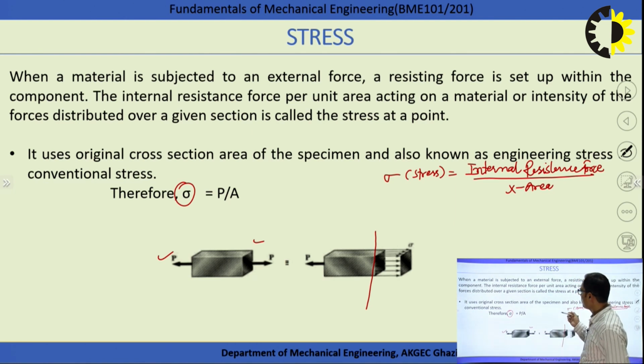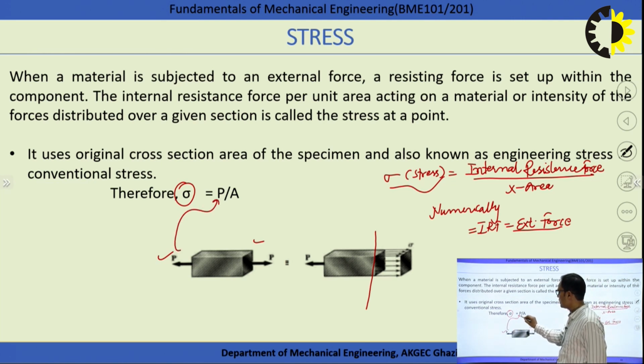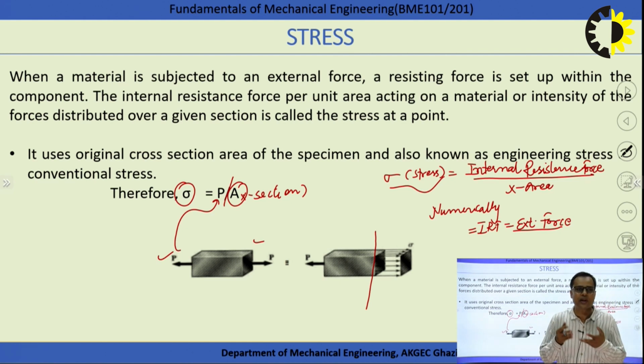Stress is represented by sigma, right? And generally, numerically, we always write that this internal resistance force is equal to the external force. The external force we are considering here is nothing else, that is P, and this is A, the cross section area. And this stress is basically the normal stress, because the load is acting normal to the surface, right?